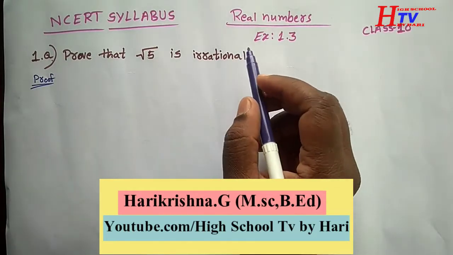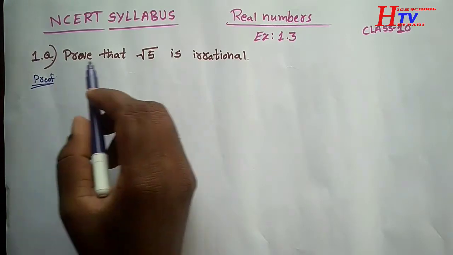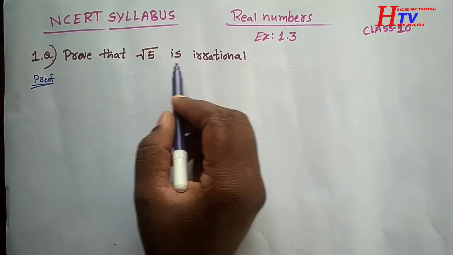Today's topic is real numbers exercise 1.3. First question: prove that root 5 is irrational.